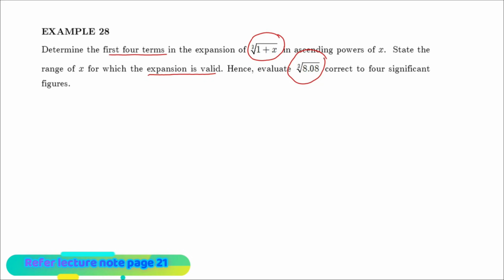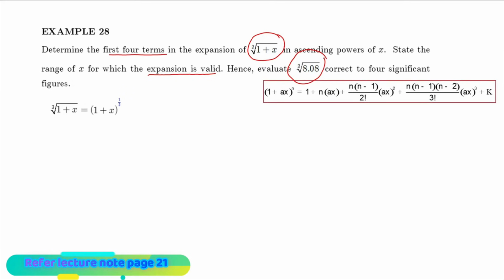First, we have to expand the cube root of 1 plus x, which can be written in the form (1 + x) to the power 1 over 3. We can see here that the power is a fraction, so we can use the expansion formula (1 + ax)^n as given here. Since we have a equals 1 with n equals 1 over 3, and we also have 1 in our bracket here, we can simply use our expansion formula given here.